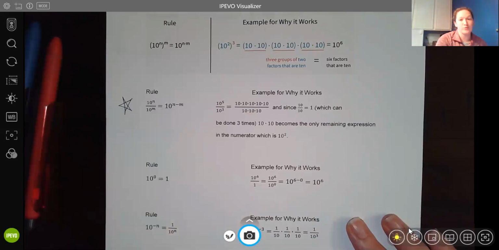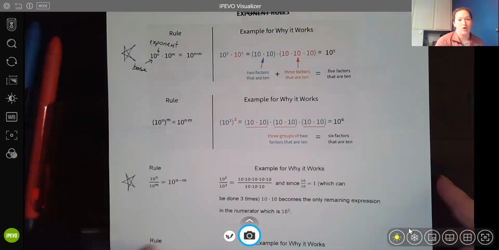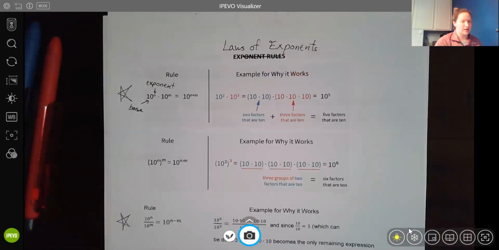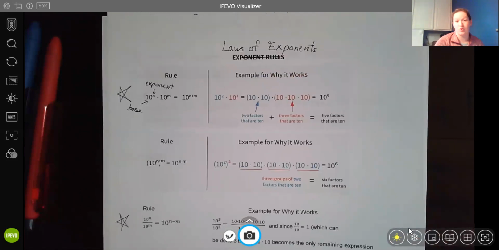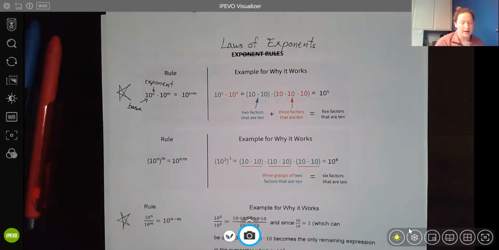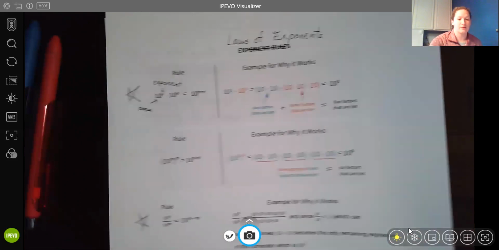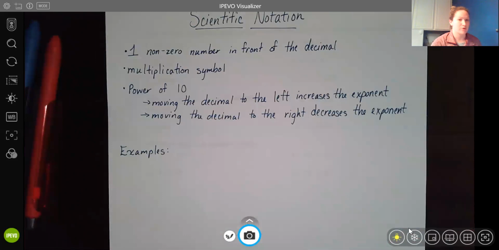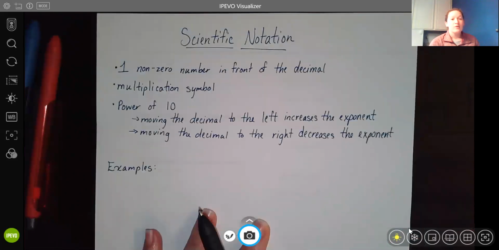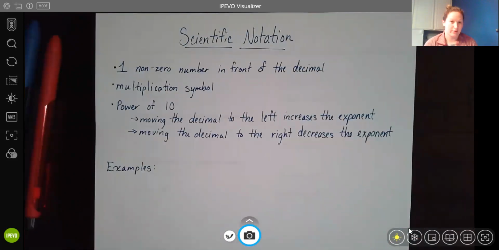Okay, so that was the first part of our unit, talking about all the different laws of exponents. And again, this PDF was shared on Google Classroom, so you can always refer back to it from lesson 5 from unit 7. Then we transitioned into work on scientific notation.